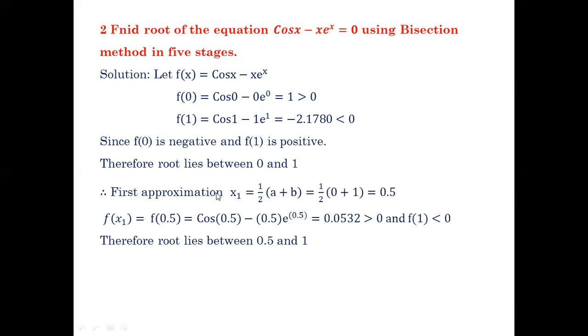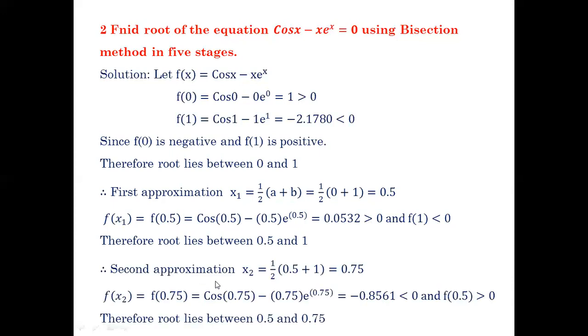Therefore, the first approximation x1 is equal to half into a plus b. a is 0, b is 1. That is 1 by 2, which is equal to 0.5. Find out f of x1, that is f of 0.5. In f of x, replace x by 0.5, then cos of 0.5 minus 0.5 into e power 0.5. After simplification, we get 0.0532, which is positive, greater than 0. And from the previous step, f of 1 is negative, less than 0. Therefore, the root lies between 0.5 and 1.